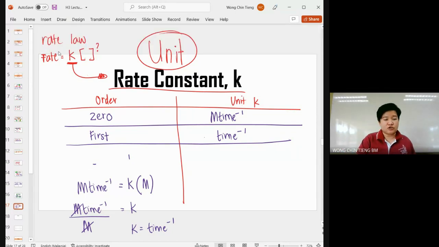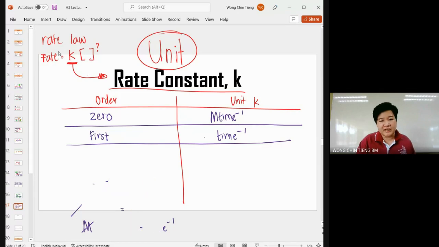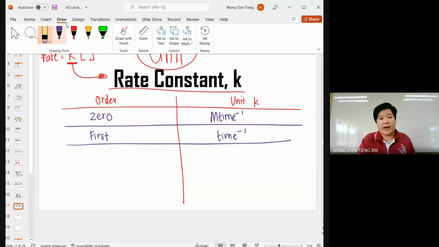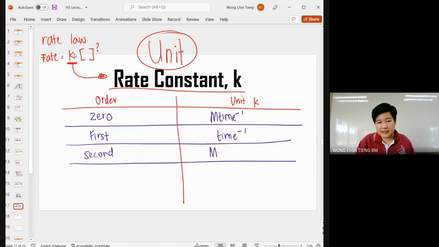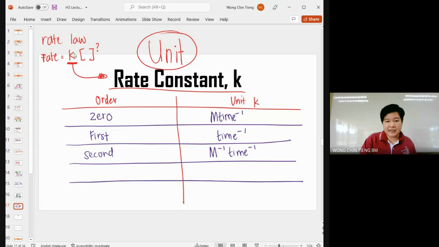Sangat senang. Cuma biasanya kita tak biasa jumpa unit dia berubah. Kita biasanya unit benda tu adalah constant. Unit dia kekal, value je berubah. Tapi kat sini unit setiap order berubah. Okay. Dan saya bagilah, second order dia akan jadi M negative 1 time negative 1. Soalan saya, apa jadi kalau dia adalah third order?